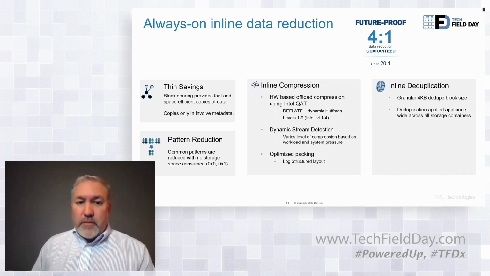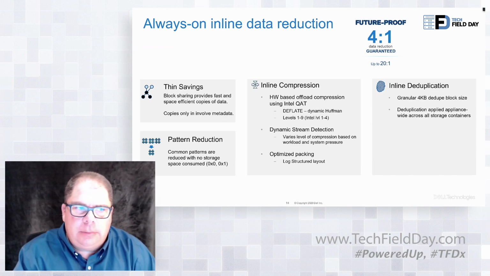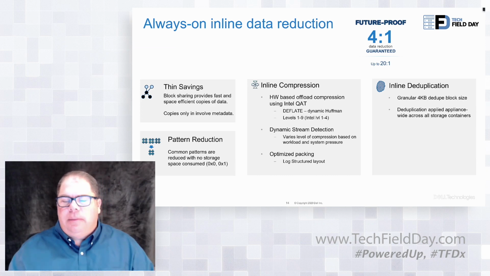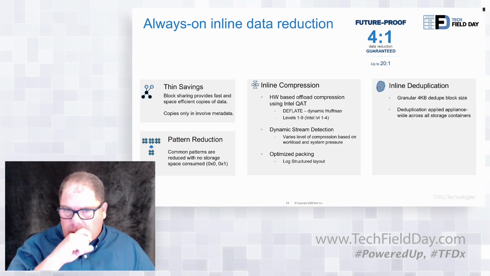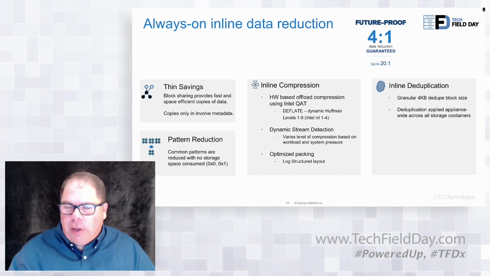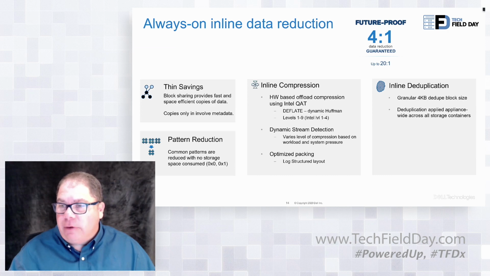Okay. So I'm just going to briefly run you through our 4-to-1 data reduction guarantee. Of course, we mentioned before that we're an active mapping layer between the two, so it supports thin provisioning, snapshots and clones. So when you copy a volume, it's actually a thin copy, right? There's no data movement; it only involves metadata. We also perform pattern reduction for the most common patterns like zeros and ones.